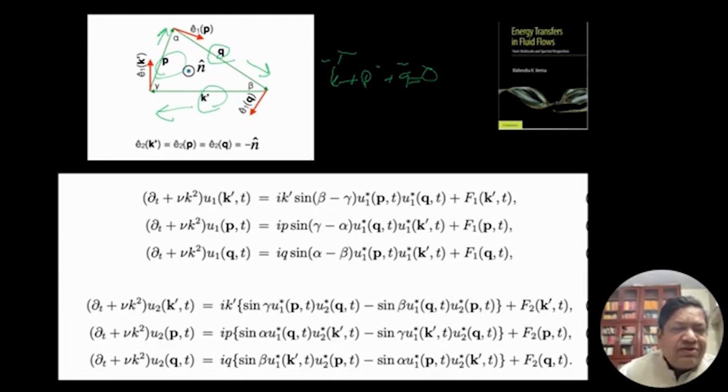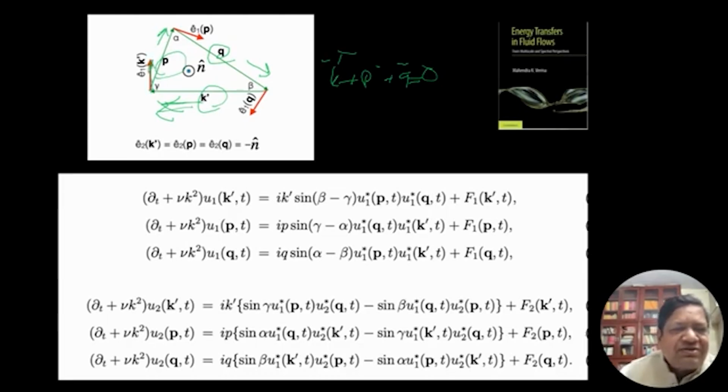Now what is E1? For every vector K, every wave number, there will be a unique E1. For this vector K prime in that direction, it is K prime cross n. When I do the cross product, K prime cross n, it will go upward along the y direction. This here is E1 K prime.